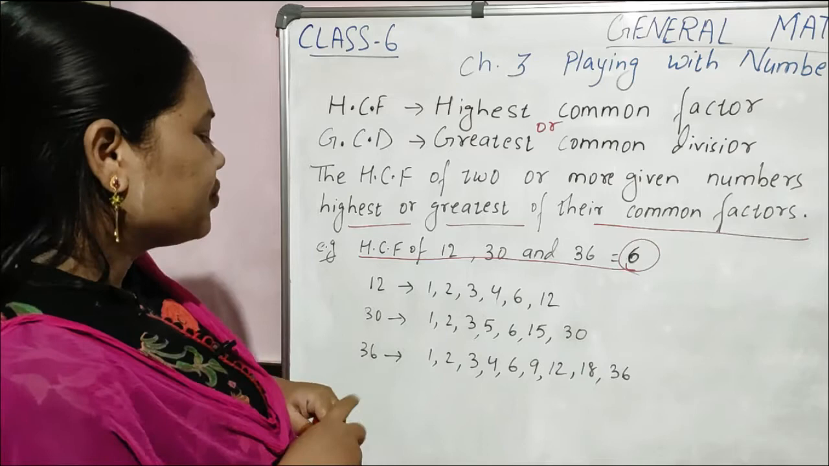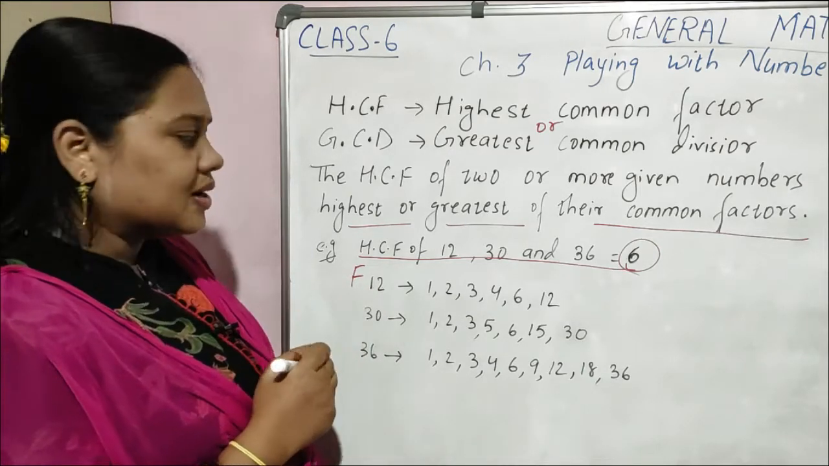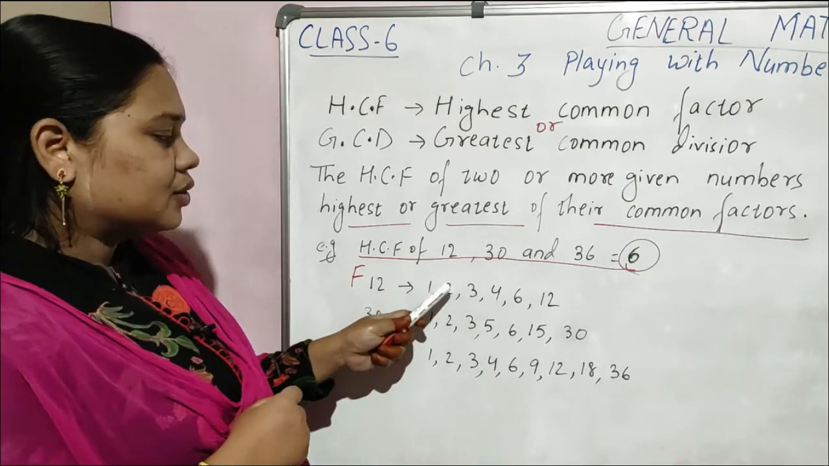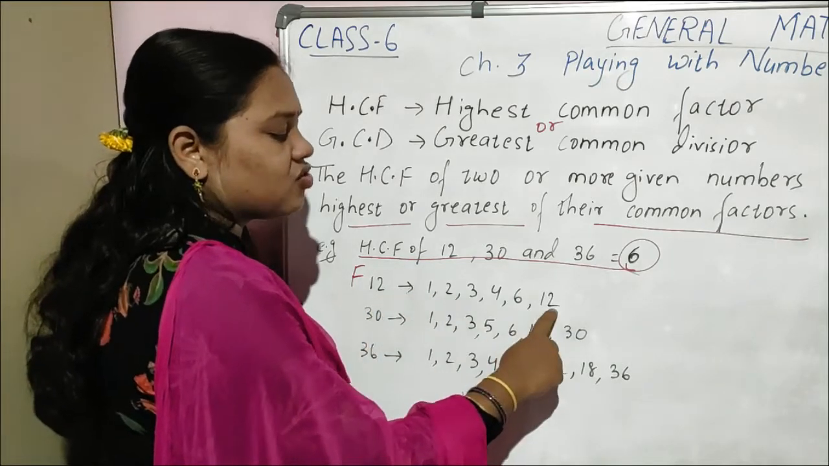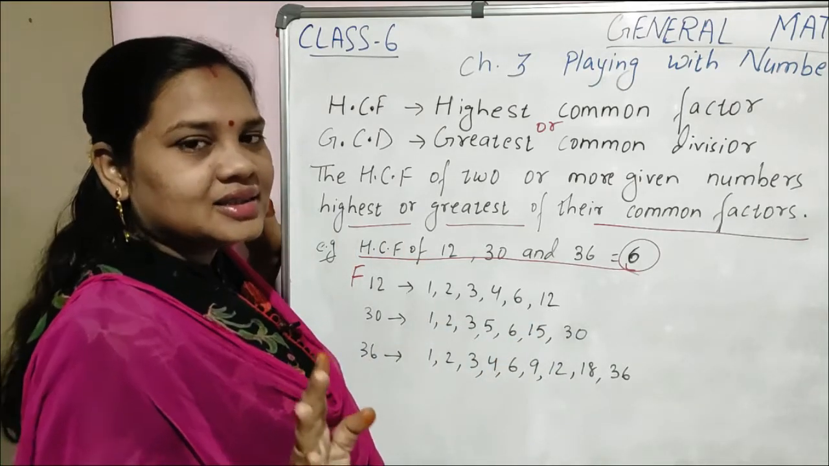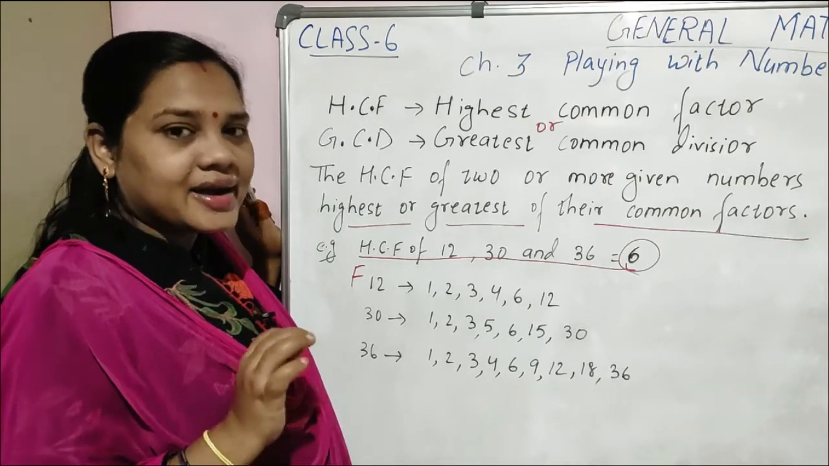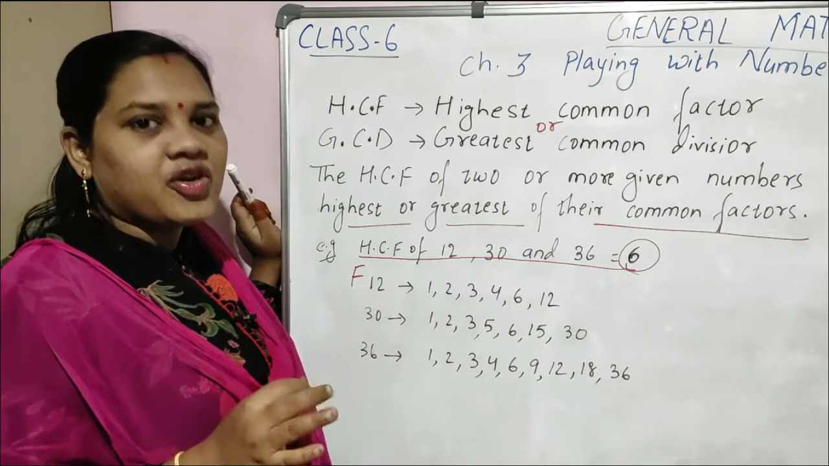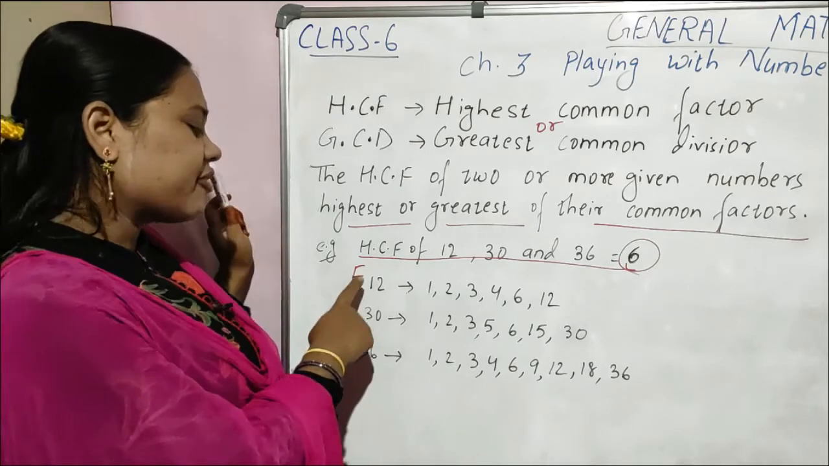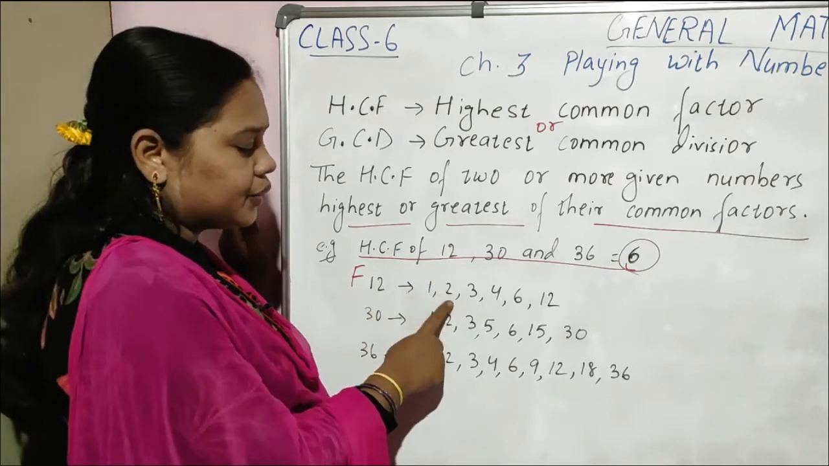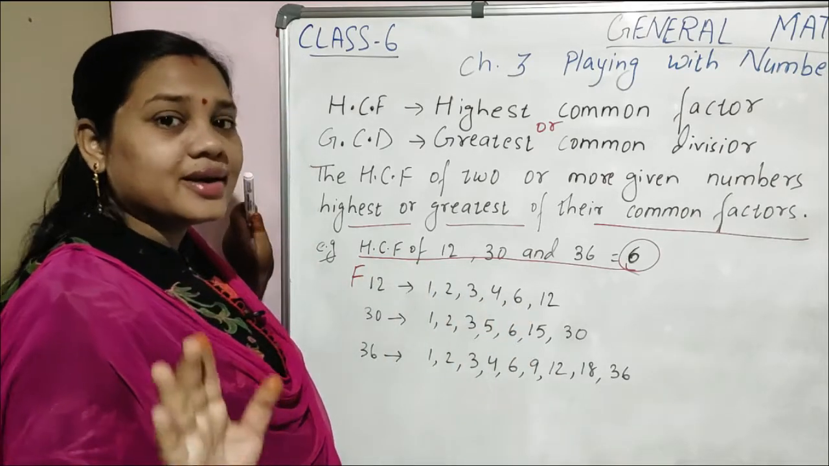You can see children, factors of 12. What are the factors of 12? 1, 2, 3, 4, 6 and 12. These numbers all divide 12 exactly. In the previous class we already discussed how to find the factors. I hope you are perfect in finding the factors of a number. So factors of 12 are 1, 2, 3, 4, 6 and 12. All these numbers divide 12 exactly.